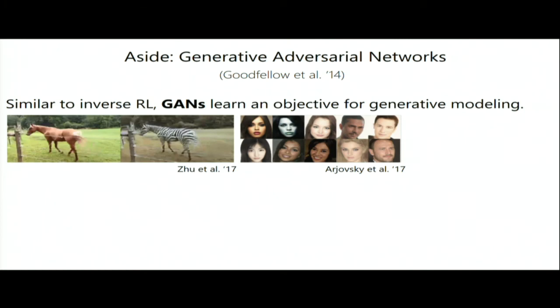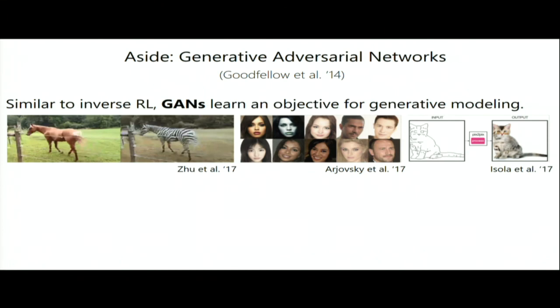These are non-conditioned generation, so these are just raw samples from a GAN model that was trained to generate pictures of faces. And this is another conditional GAN example that uses a line drawing as input and tries to make that line drawing look like an actual picture of a cat.